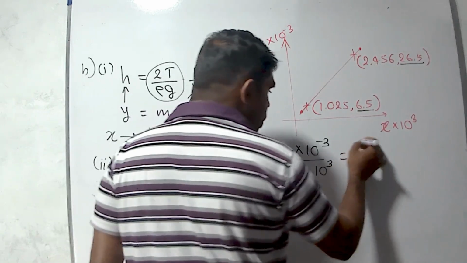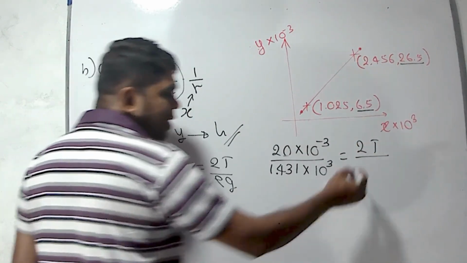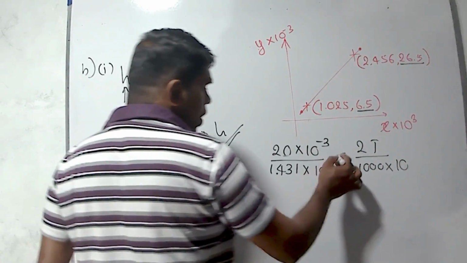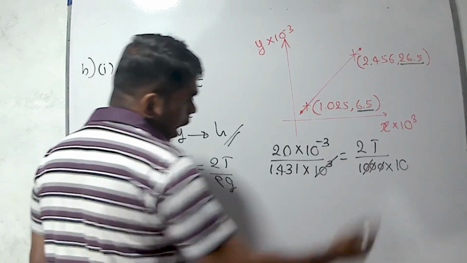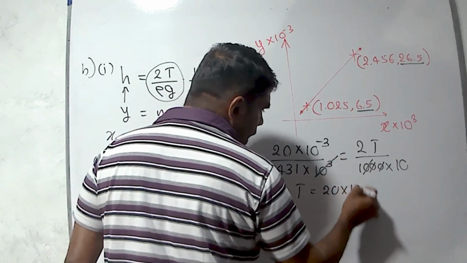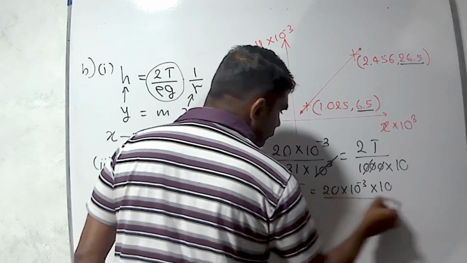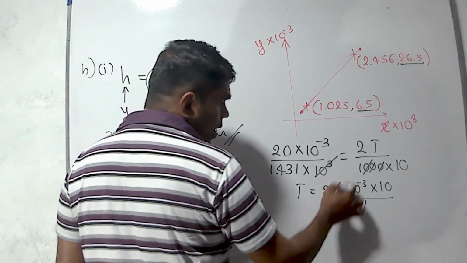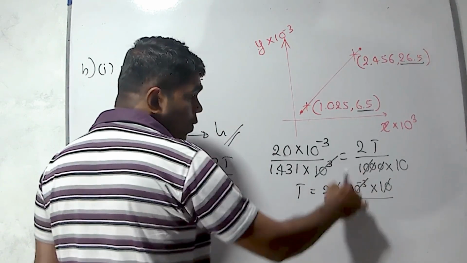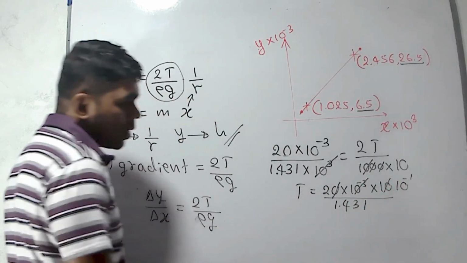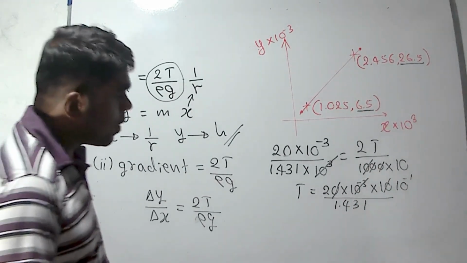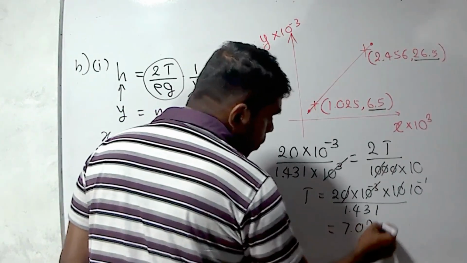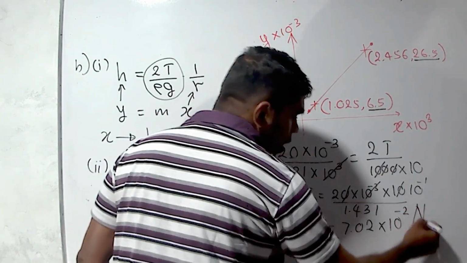It should be equals to 2t over rho g. They have given that density of water is 1000, g value is 10. Now we can simplify it. We can cancel out 10 to the power 3 with 1000. Then I will subject t: 20 into 10 to the power minus 3 into 10 divided by 1.431. We can cancel out 2 10 to the power minus 2 with 10 to the power 2, then 10 to the power minus 1. Then we can get the simplified answer. It should be approximately equals to 7.02 into 10 to the power minus 2 Newton per meter, the surface tension.